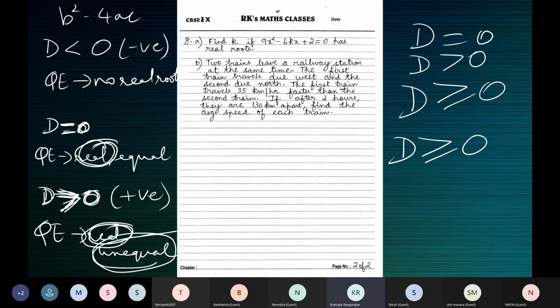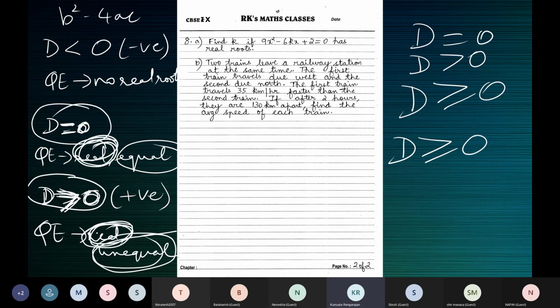Unequal is only when D is greater than 0. Equal is only when D is equal to 0. But real, where is it real? In both the cases, when D is greater than or equal to 0. Use or, not and, because it cannot be greater than and equal to 0 at once. When D is greater than 0 or when D is equal to 0, in both the cases, the roots are real.